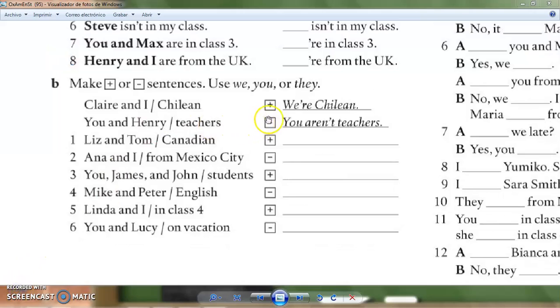The next part is similar to something that we have seen so far. You're going to read the sentence and you're going to give me the positive form and the negative form. Claire and I, Chilean. We're Chilean because we is us, nosotros. You and Henry, teachers. You aren't teachers because you have here the negative sign, the minus sign. And so you're going to complete this.